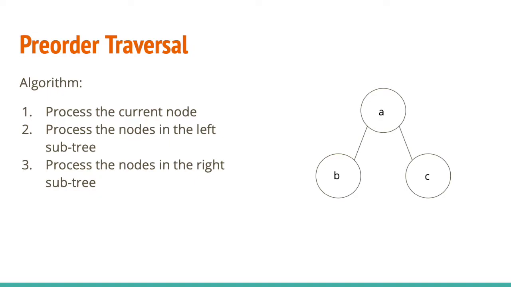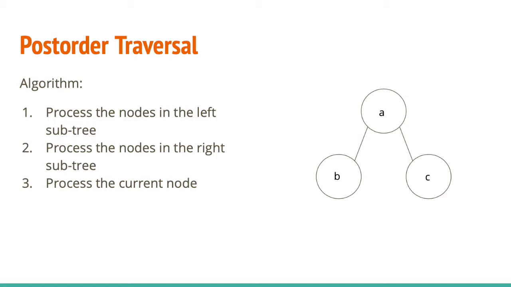Second, we have pre-order traversal. The algorithm is as follows. First, process the current node. Second, process the nodes in the left subtree of the current node. And third, process the nodes in the right subtree of the current node. So in our same tree example here, we would first process A, then B, and then finally C.